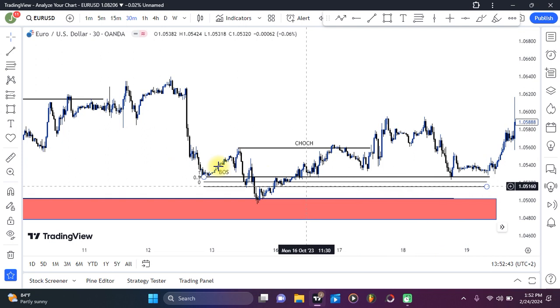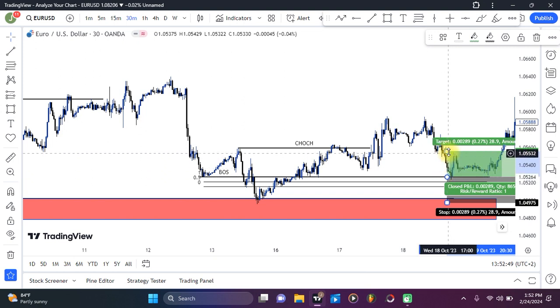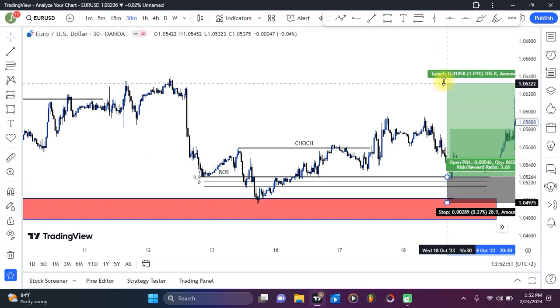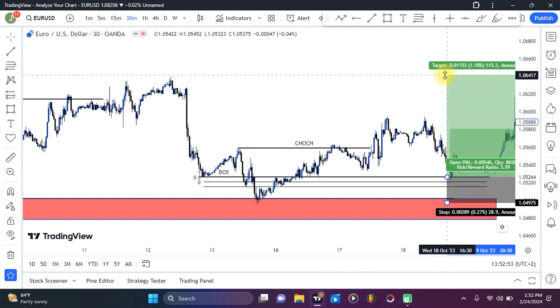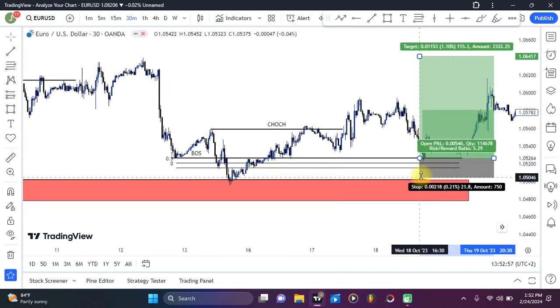And then as you can see, let's say we enter from here. That's where we were going to enter, and then our take profit was going to be the high again, and our stop loss is now going to be very small. As you can see, this helps in increasing our risk reward ratio and reducing our risk. So let's say we put our stop loss right above here.